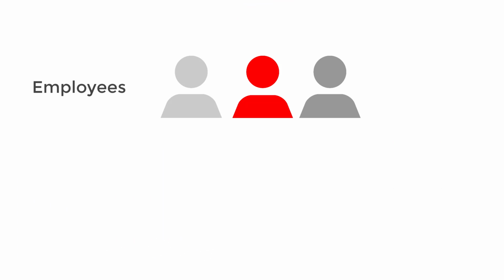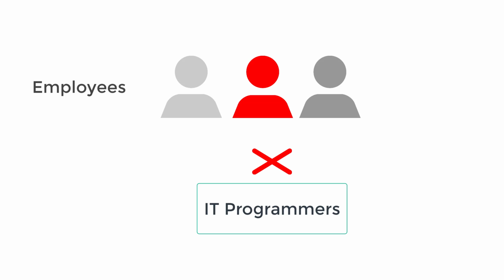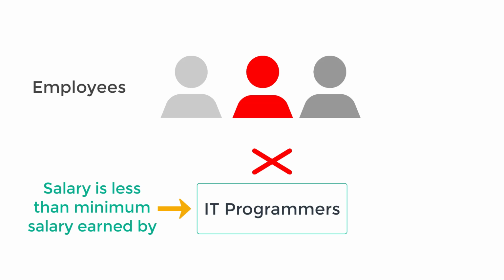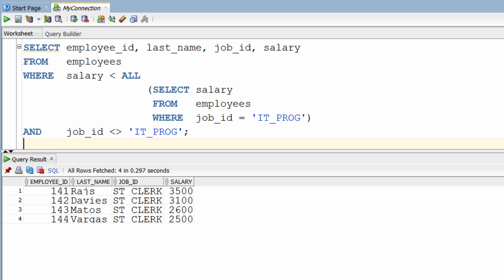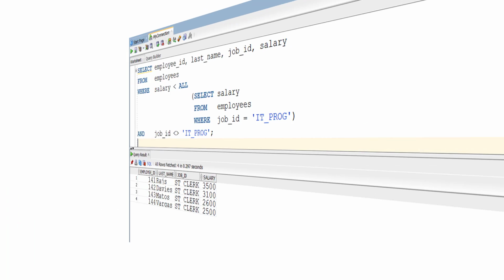Instead, if Alice wants a report which displays employees who are not IT programmers and whose salary is less than the minimum salary earned by IT programmers, you can write the SQL statement as shown. The ALL operator compares a value to every value returned by a subquery. Therefore, greater than ALL means more than the maximum. Less than ALL means less than the minimum. The NOT operator can be used with IN, ANY, and ALL operators.